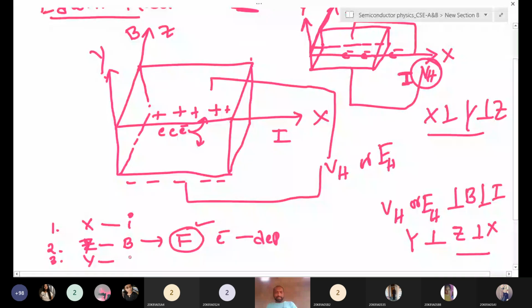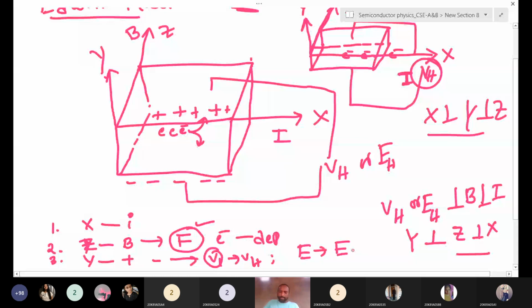This voltage we call the Hall voltage. Because of these charges we also have an electric field, which we call the Hall field. After this Hall voltage develops, it stops the charge carriers from being deflected further from the original path. This is simply the Hall effect.